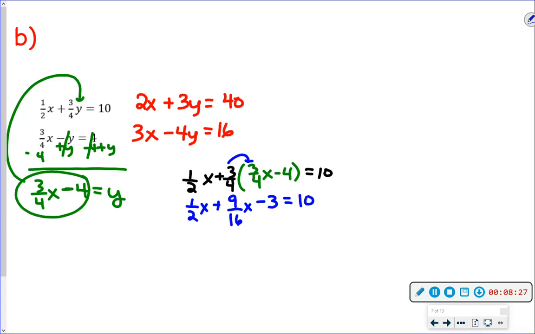Okay, we're going to combine the 1/2 x and the 9/16 x. So you're going to need a common denominator on the 1/2 and the 9/16. Or, of course, you could do that in your calculator if you really needed to. I'm just going to convert 1/2 into 16ths. I know it's 8/16. So I have 8/16 plus 9/16, 17/16. And let's go ahead and add the 3 over.